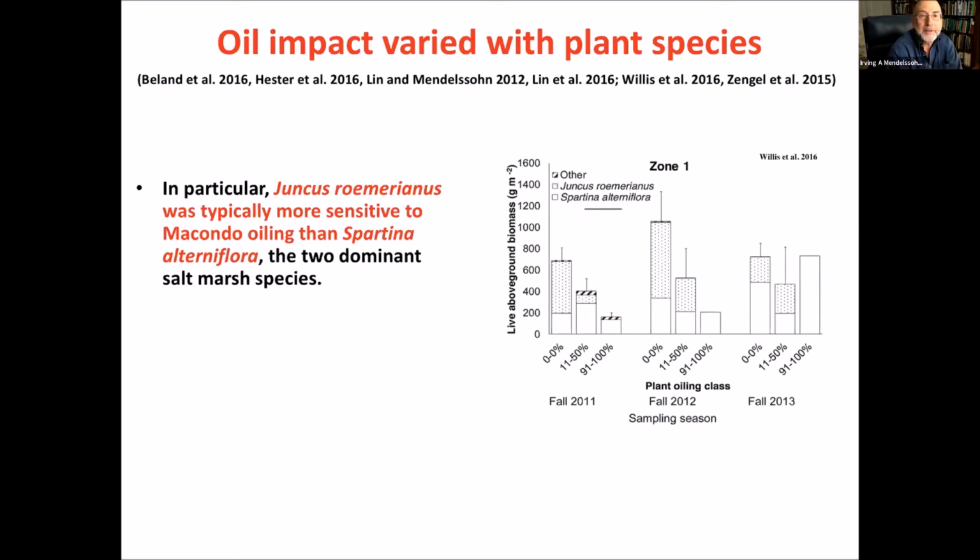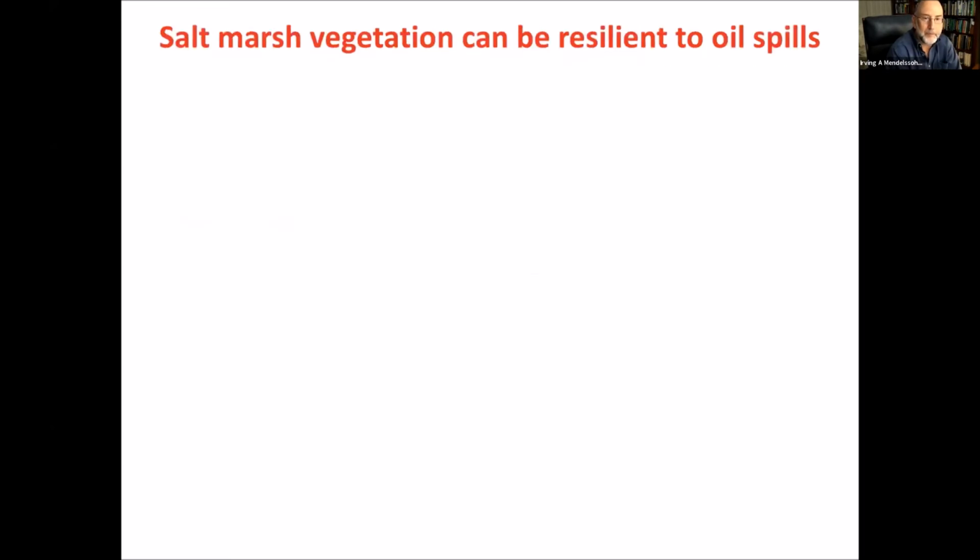Notice that Juncus, which is the stippled bars, decreased with increasing oiling level, while Spartina basically stayed the same. And this was true in the following year, the fall of 2012, where the stippled bars representing Juncus decreased with increasing oiling. So there's very good evidence that Juncus is much more susceptible to oiling than is Spartina alterniflora.